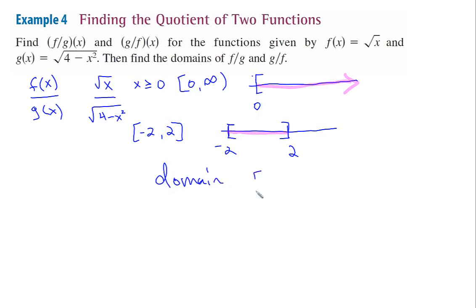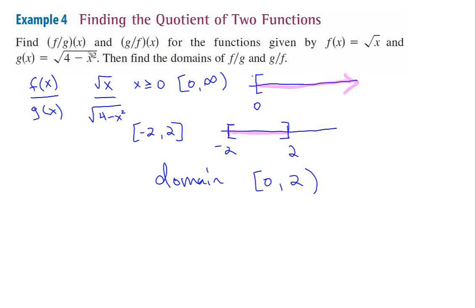0 to 2. Now here's where you need to be careful. Do we want to count 2 for our domain? If you plug in 2 here into the bottom, it's going to make 0 in the denominator, right? So we're not going to want to count 2. So the domain for this problem is going to be 0 inclusive, to 2, but we don't count 2.